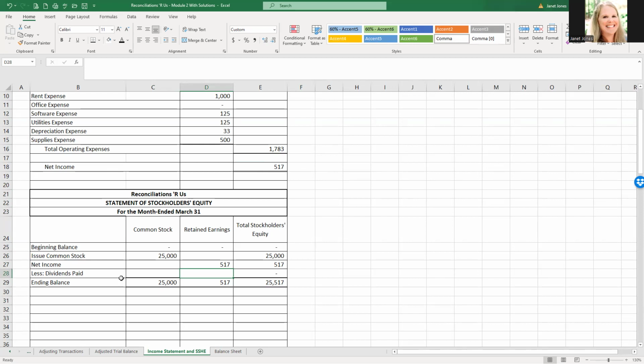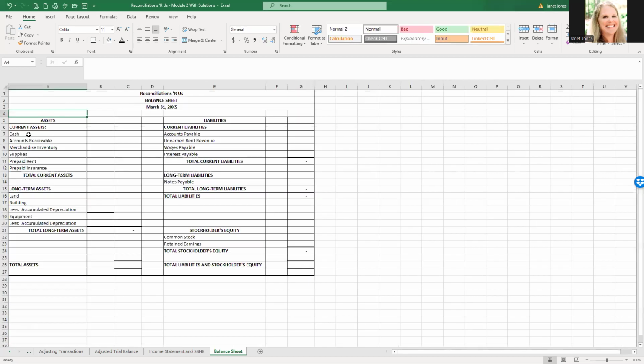We don't have any dividends in this case. So we don't have any dividends showing in this statement of retained earnings. But if we did have dividends that we would pay, those would be shown as a reduction in that retained earnings. So we're showing at the end of the year that we have retained earnings of $25,517. This is what we will show as our equity on that balance sheet. So now let's go and show what that's going to look like.